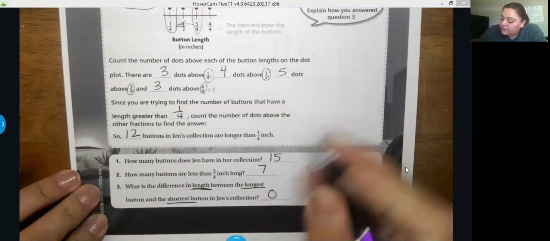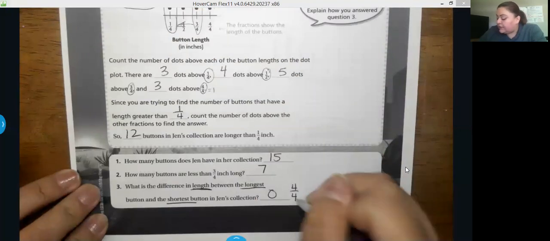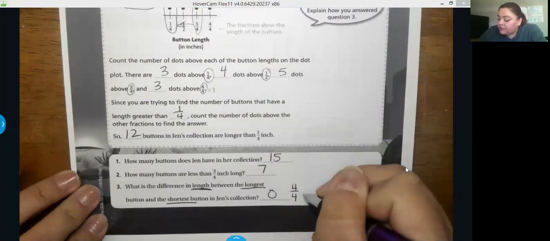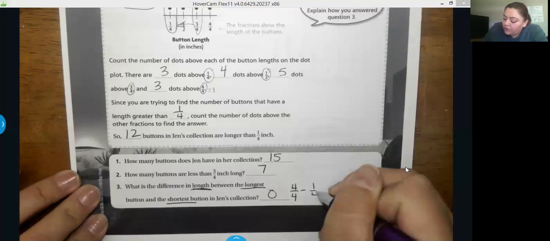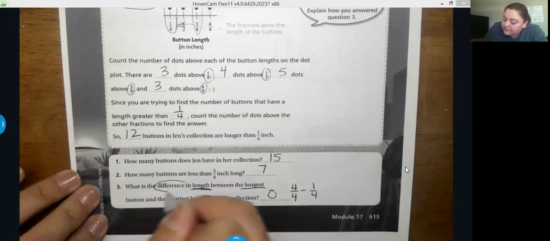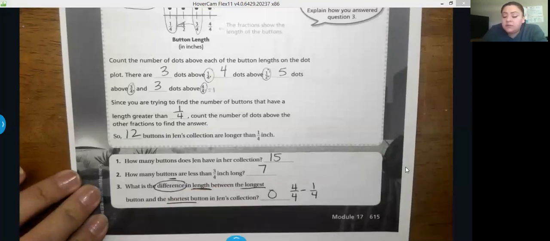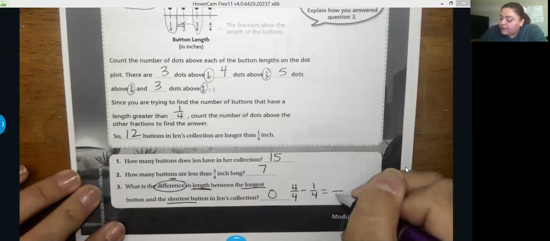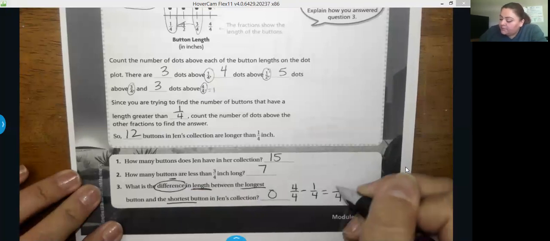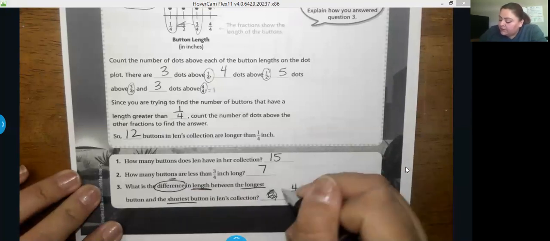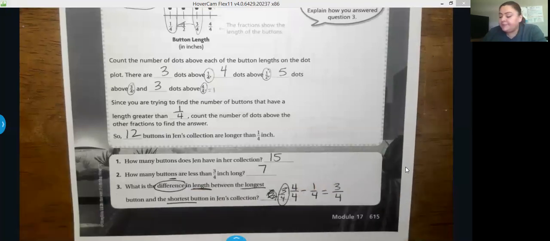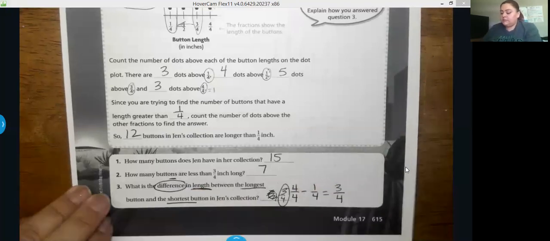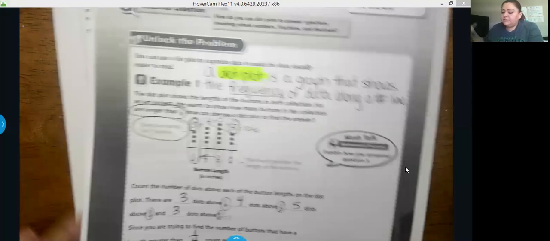So the longest was 4/4, okay? The shortest was 1/4. And we know when we're looking at that word difference, I'm gonna subtract. So 4/4 minus 1/4 is gonna equal, we know my denominator stays a 4. I subtract the top, so it's actually gonna be 3/4. Okay, let's go on to our next ones.